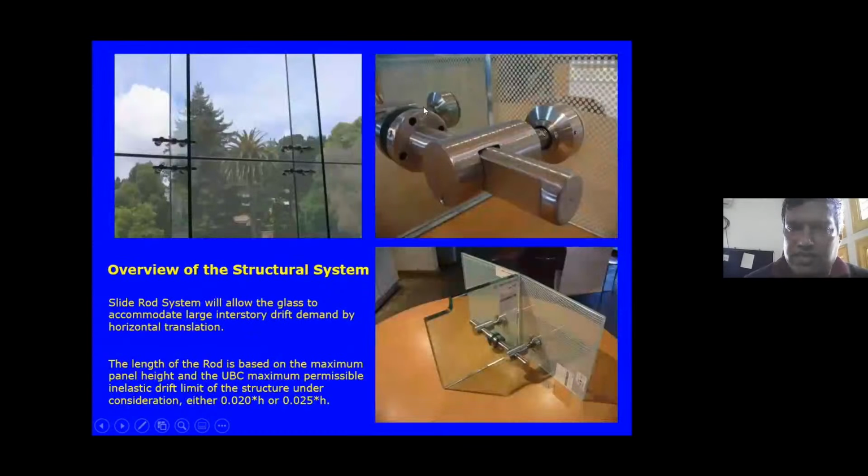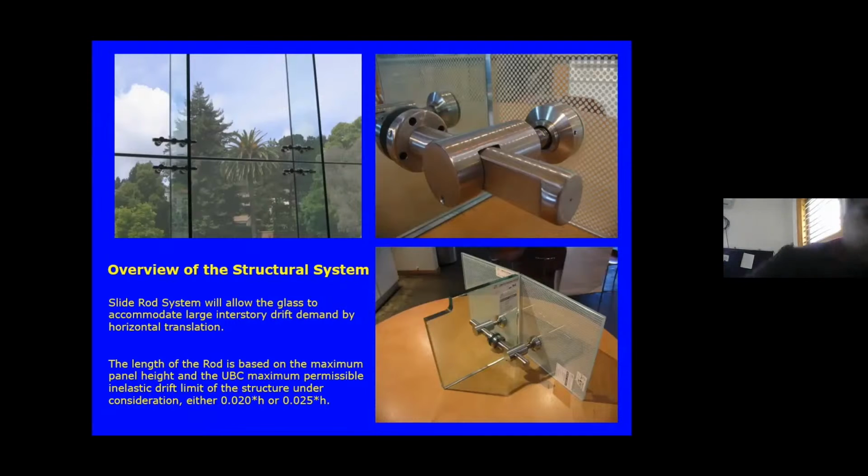This is the system that we came up with. There are 2 point supported glass here, and there is this rod that takes in the slide. This slide will accommodate the 2.5 inches, or 2 to 2.5%, of the drift that comes into these fin walls. So this is our second system. This is again our invention. If you look at this detail here, this is the fin glass. There are these two bolts.